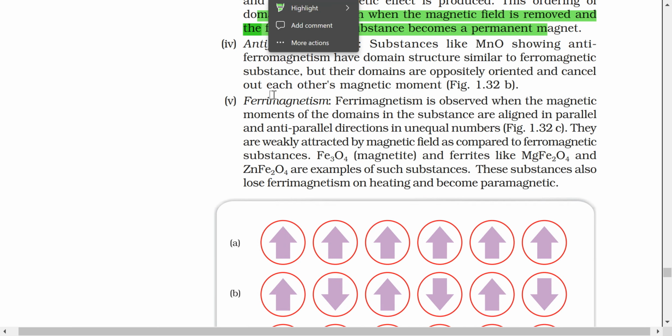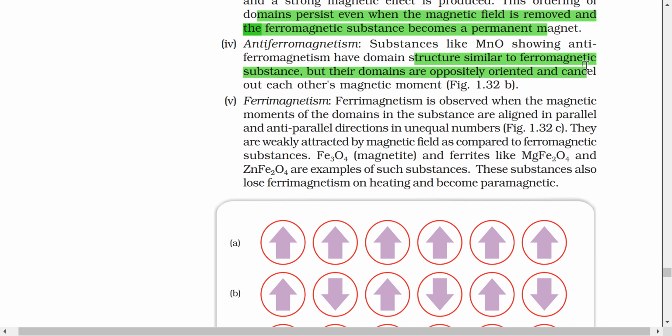Antiferromagnetism is now substances like MnO showing antiferromagnetism have domain structure similar to ferromagnetic substance, but their domains are oppositely oriented and cancel out each other's magnetic moment. ठीक, इसमें भी वही है, स्ट्रक्चर सिमिलर है, डोमेन्स है, बट दे आर ऑपोजिटली ओरिएंटेड. उसको एंटी फेरोमैग्नेटिज्म बोलते हैं.